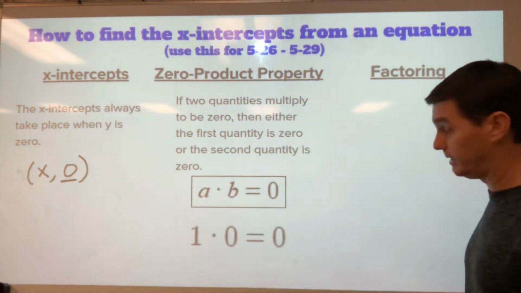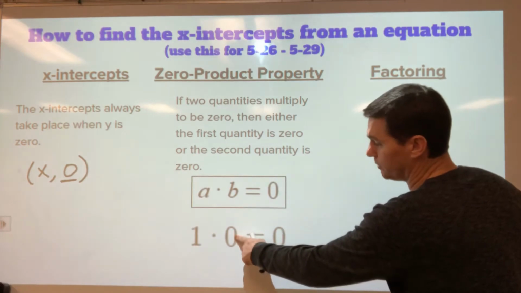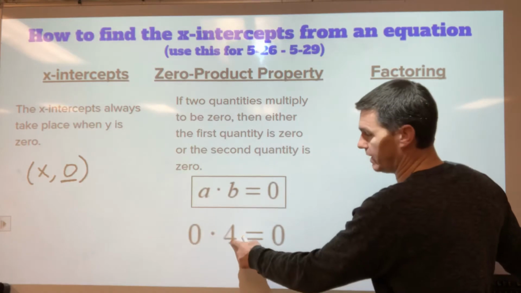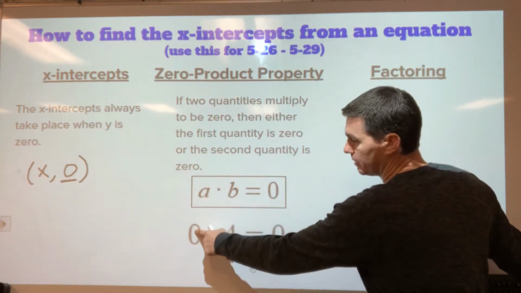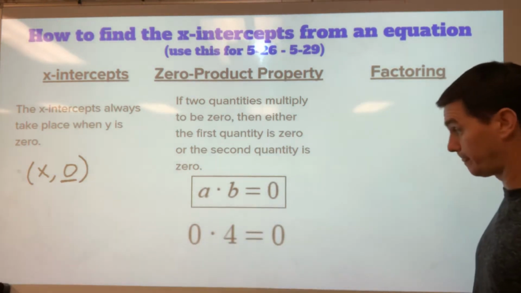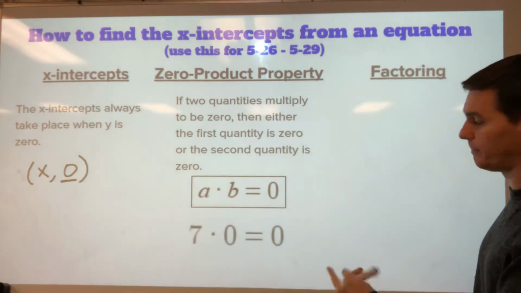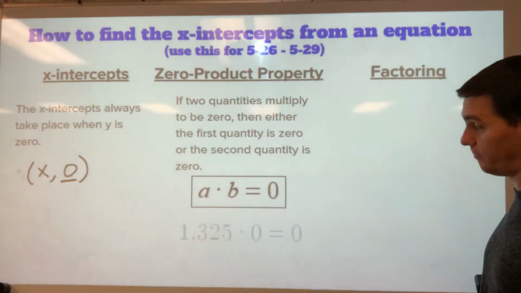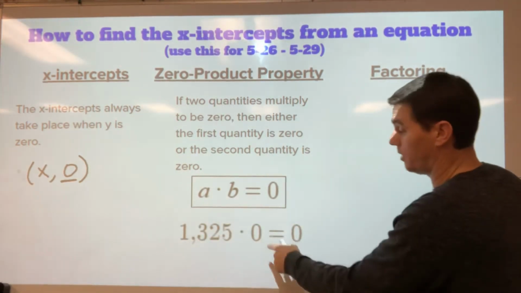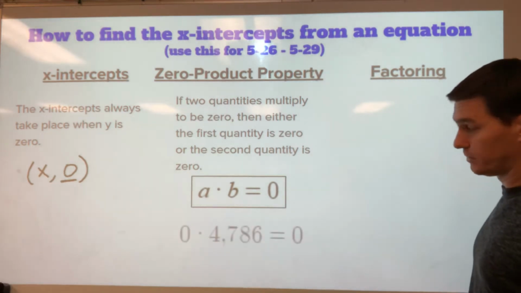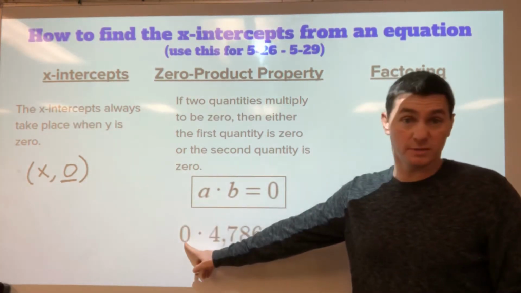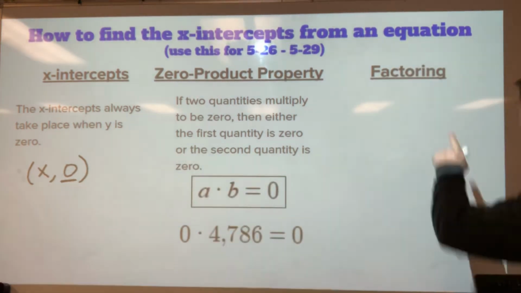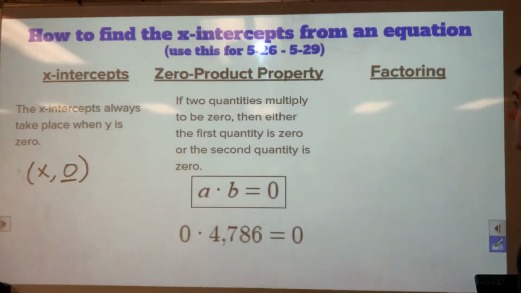1 times 0 is 0. In this case, my b value is 0. How about 0 times 4? In this case, my first number, my first quantity, is 0. Anytime two numbers multiply to be 0, one of those two numbers is 0, no matter how big or how small. One of the numbers has to be 0. That's what the zero product property says. And if we put these together, along with factoring, I'll show you how we get our x-intercepts.